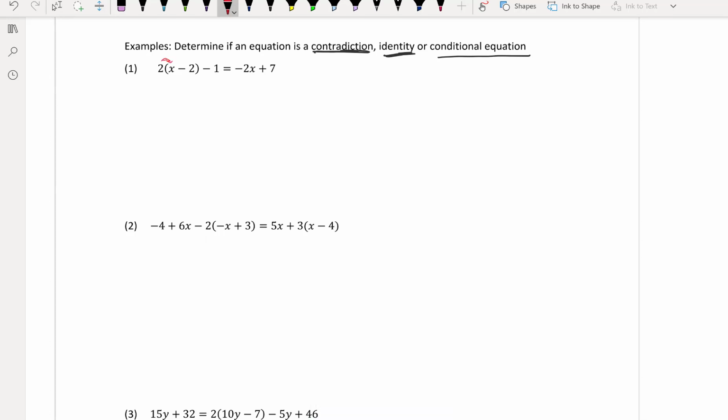So we are going to distribute that 2. So that 2x minus 4 minus 1 is equal to negative 2x plus 7. So I'm going to go ahead and combine this negative 4 and this negative 1. So that's 2x minus 5 is equal to a negative 2x plus 7.